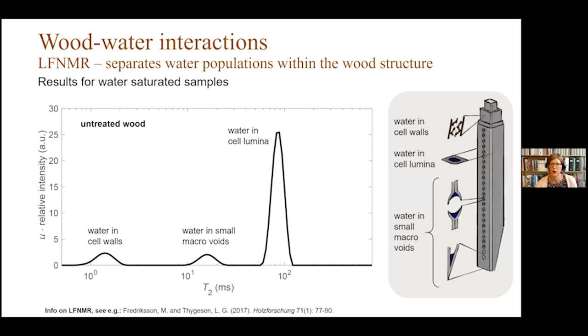If you have hardwood, you get more peaks, since hardwoods include more different types of cells. But we can see here that we have 3 distinct peaks, and they represent, from the left, water in cell walls, water in small macrovoids, for example pit chambers, and the large peak to the right represents water in cell lumina.